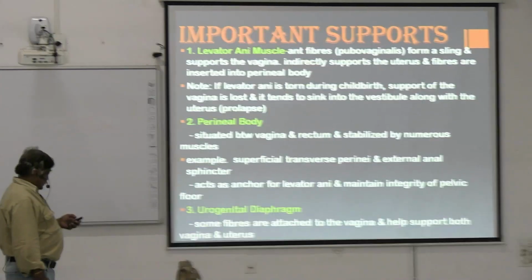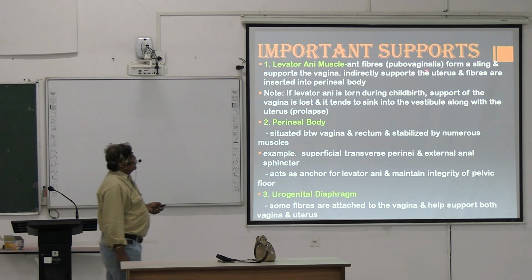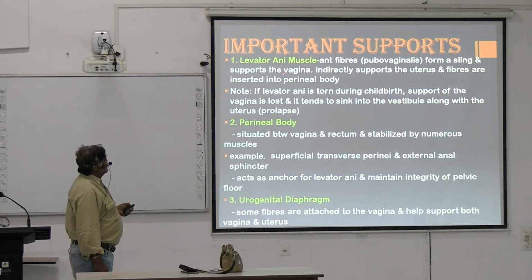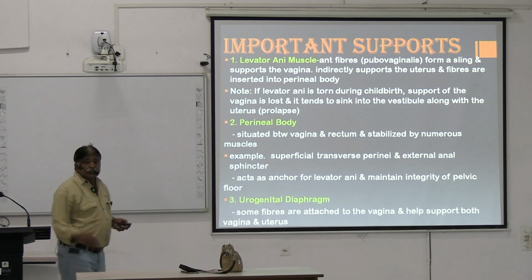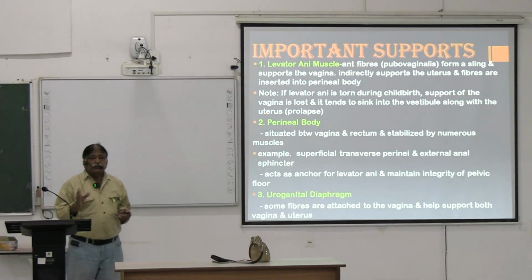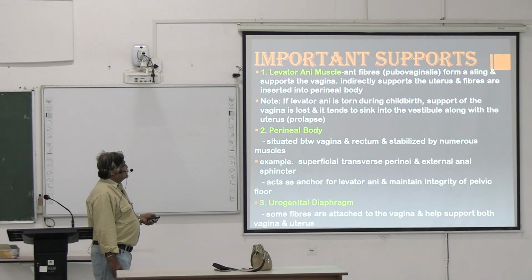Now, important supports. Levator ani muscles, anterior fibers, pubovaginalis, form the sling and support the vagina, indirectly support the uterus, and fibers are inserted into the perineal body. Note, if levator ani is torn during childbirth, support of the vagina is lost and it tends to sink into the vestibule along with the uterus. Prolapse. What is prolapse of uterus? If levator ani is torn during childbirth, support of the vagina is lost and it tends to sink into the vestibule along with the uterus.